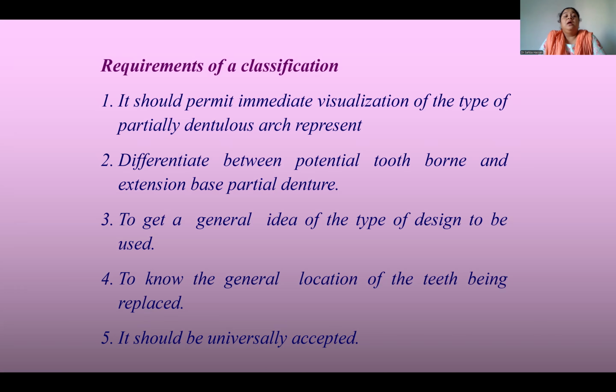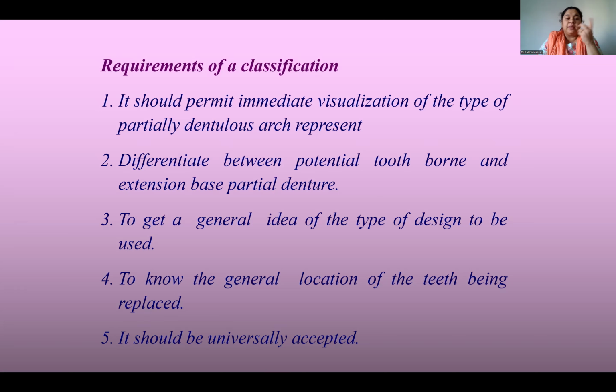Then, differentiate between potential tooth-borne and extension-based partial denture, whether it is tooth-supported or tissue-supported. Tissue-supported is when there are no posterior teeth, and tooth-supported is when you have support anteriorly and posteriorly, teeth are there. You should know this because when it is tissue-supported, all the forces are going on the tissue. That is completely different. And when it is tooth-supported, we know that teeth are there, so we can design this way or that way. So that also immediately we begin to think.